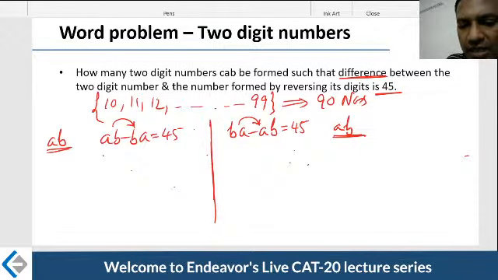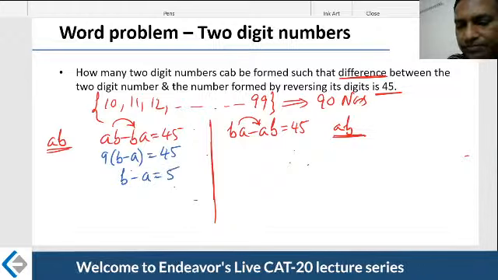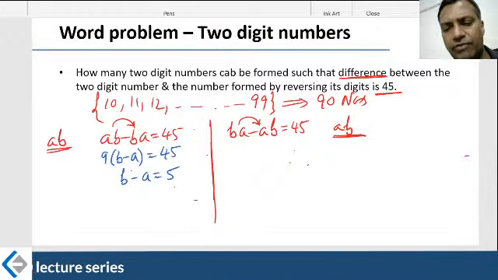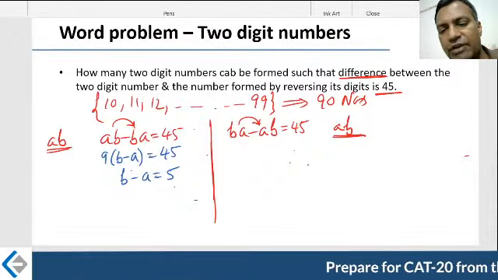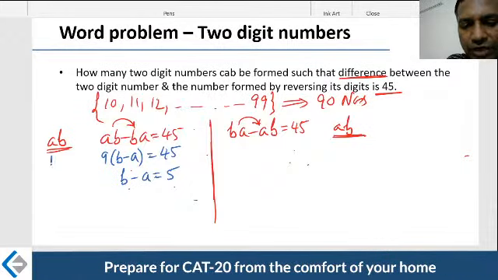What is the meaning of the first case? The meaning of the first case is 9 times (B minus A) is equal to 45. In other words, B minus A is nothing but 5. You are trying to say that B is 5 more than A. The minimum value of A should be 1, and B should be 5 more than A.